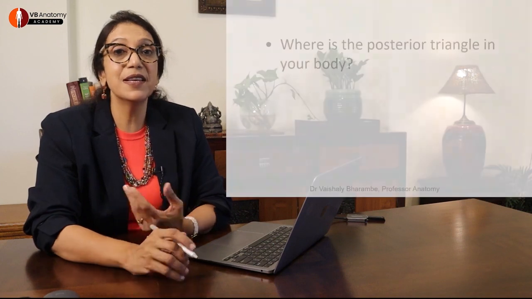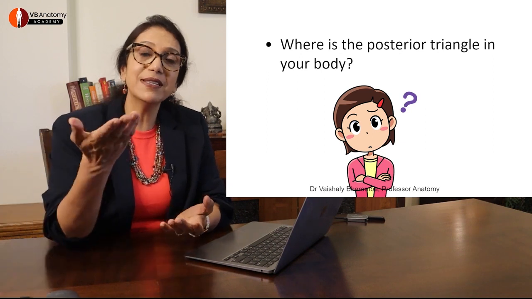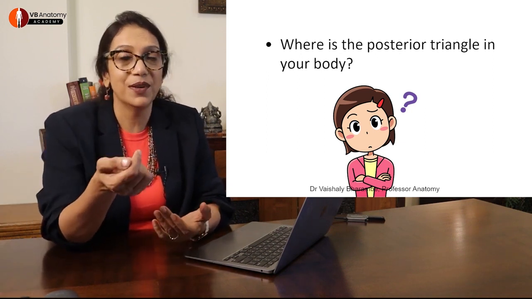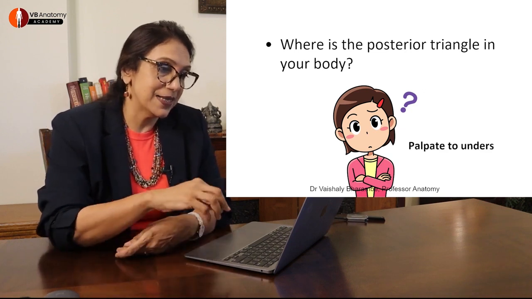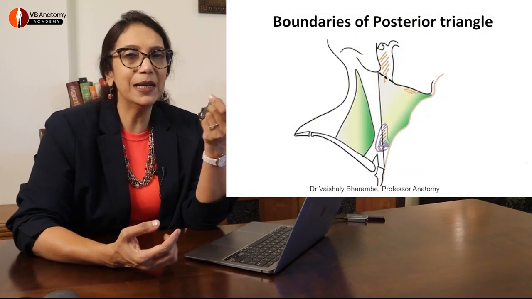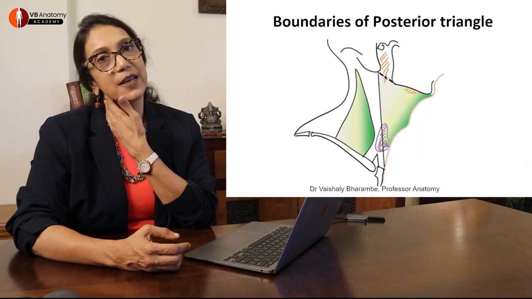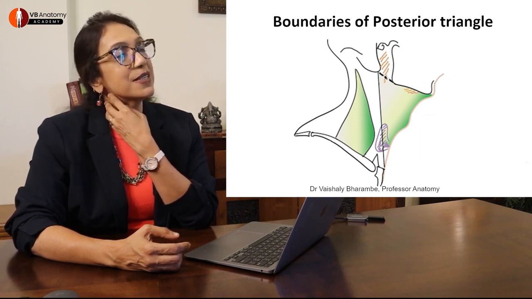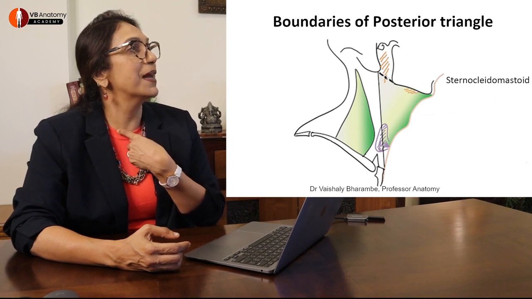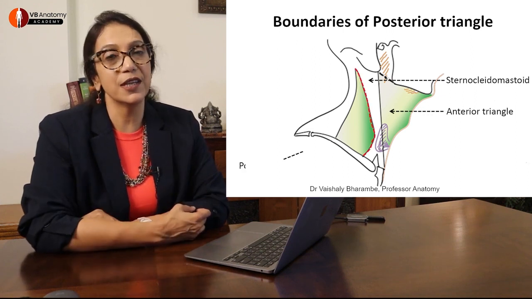Okay, let's begin then. First question, where is the posterior triangle? Okay, that's a good question, isn't it? Because you already have a sample of the posterior triangle in you. Where is it? Palpate on yourself to understand. Use this image on the screen to correlate as we do a little bit of an exercise, okay? Right. So, bend your head to the right side. Turn your face to the opposite side. Can you see a beautiful sternocleidomastoid becoming prominent? Yes, that is the anterior boundary of posterior triangle.